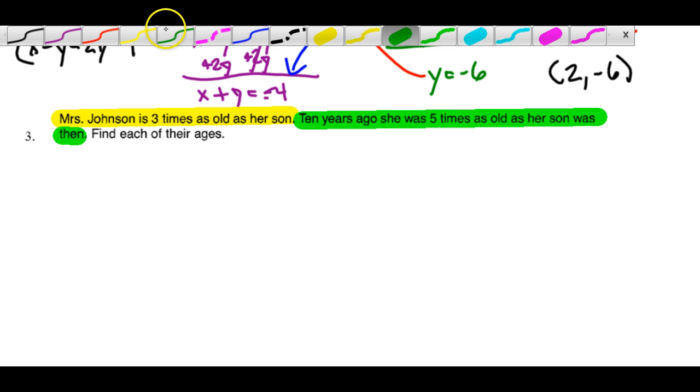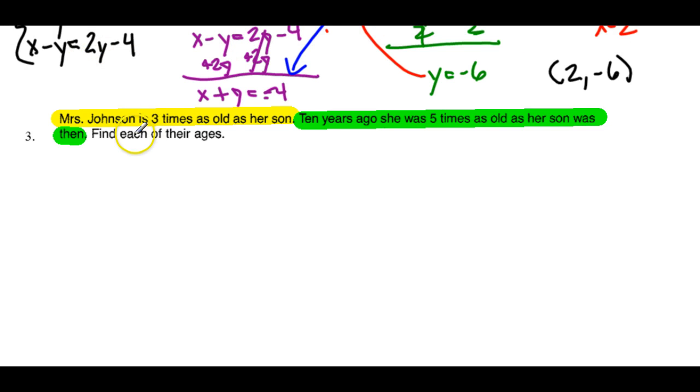Okay? And instead of using x and y in this case, I'm going to use variables that kind of stand for the things in the problem. This kind of makes it a little easier to understand. Alright, so I'm going to use m. That's for Mrs. Johnson. Okay? So instead of x, I'm going to use m for Miss Johnson. And the other person is the son, so I'm going to use s for her son. Alright, this might make it a little bit easier to work with.